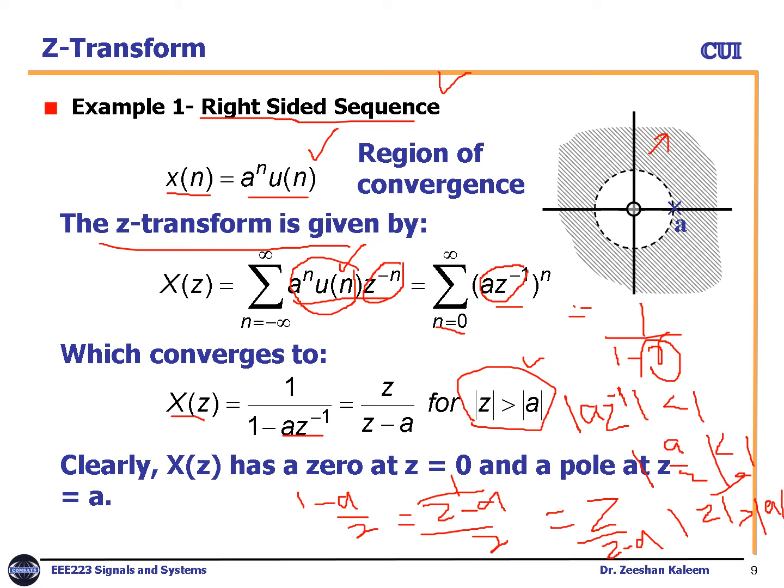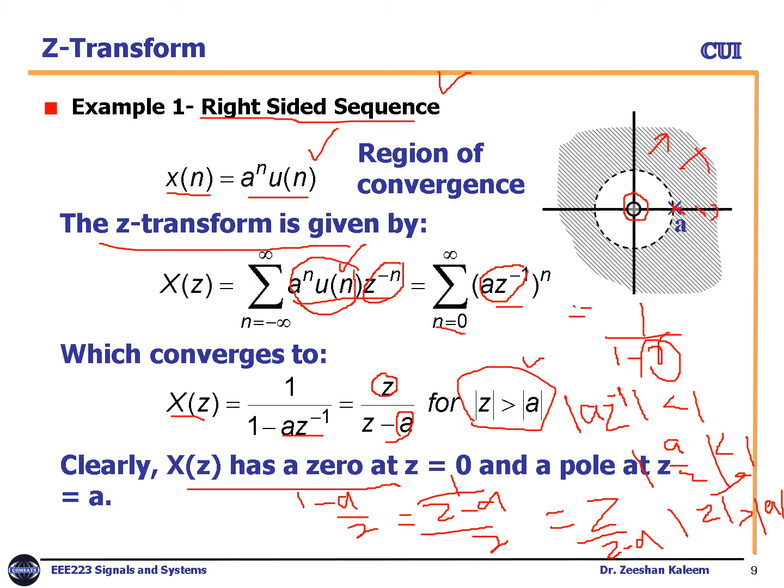Clearly, the numerator has a 0 at z equal to 0. On the denominator you see that there is one z, which is a 0 at z equal to 0, right? And the pole is at z equal to a. So we plotted here the pole by a cross and the 0 here at the center. So the region of convergence should be z greater than a. So this is our region of convergence, right?